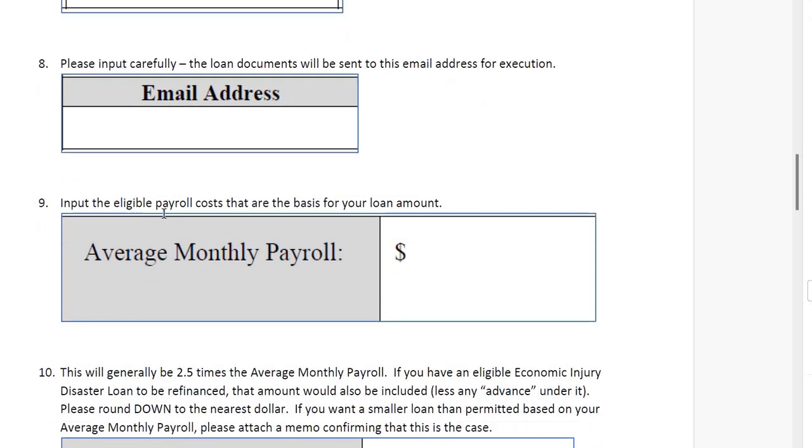Box number 9, input the eligible payroll costs that are the basis for your loan amounts. It doesn't state here which year the applicant is supposed to use. Doesn't say which calendar year. It doesn't say they're supposed to use a trailing 12 months of the date of application, or the average payroll for the business or applicant.